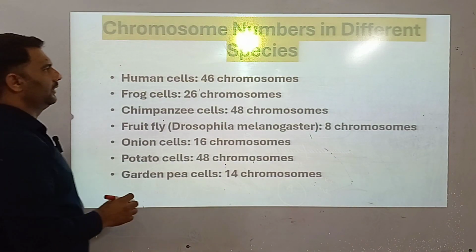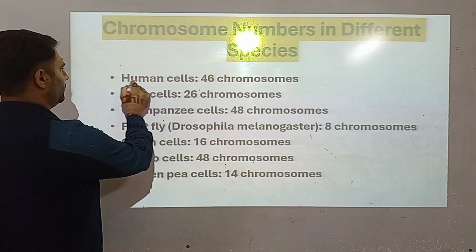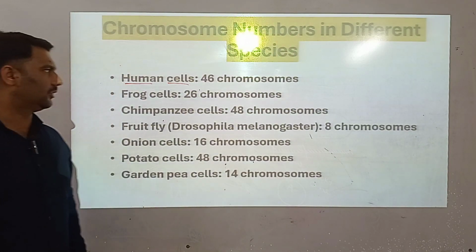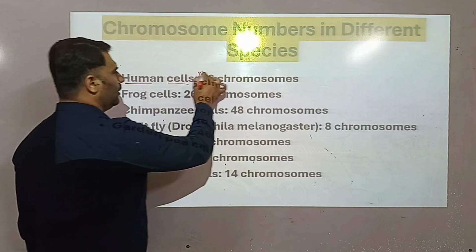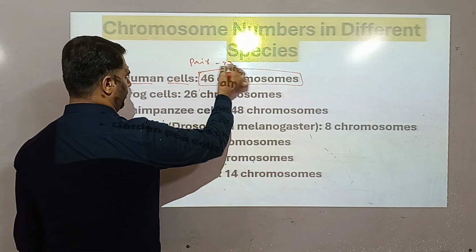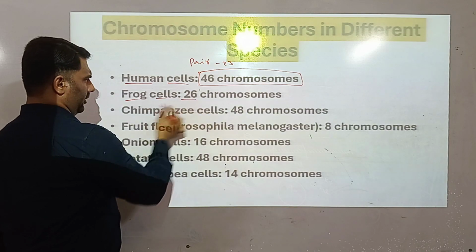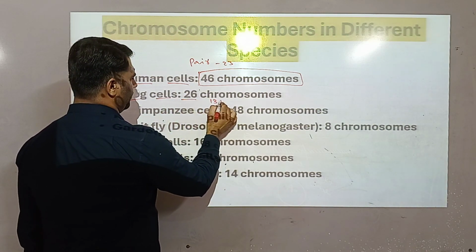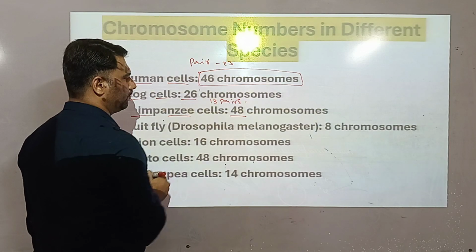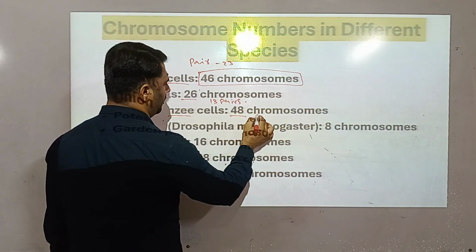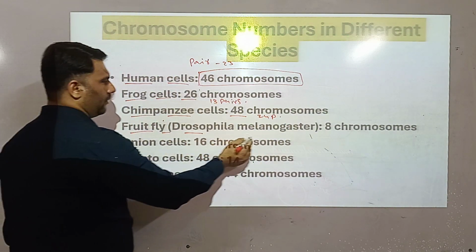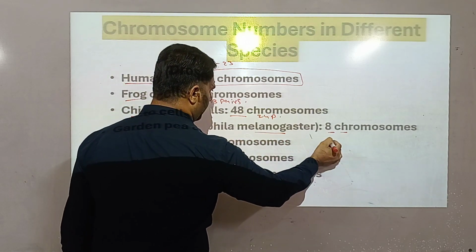Next is the chromosome number in different species. Every species has its specified number of chromosomes, so humans contain 46 chromosomes. It may be asked in the form of pairs, so the pairs will be 23. Frog cells have 26 chromosomes with 13 pairs, and the chimpanzee has 48 chromosomes with 24 pairs. The fruit fly, Drosophila melanogaster, contains 8 chromosomes in the form of 4 pairs.